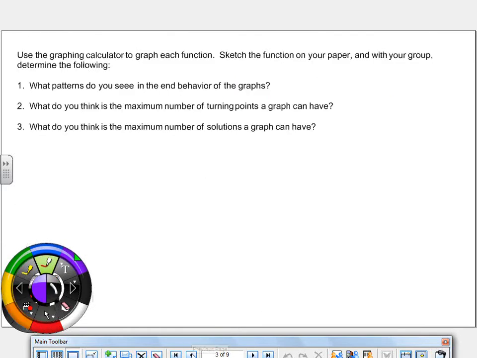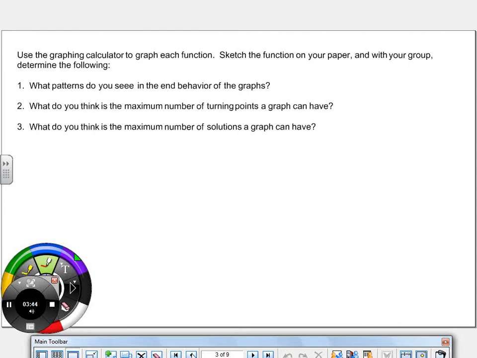So go ahead and get your graphs on here. You guys all have the paper. You have 6 graphs. If you finish before the rest of us, these are the questions I want you to think about as you look at your sketches. What patterns do you see in the end behavior of the graphs? What do you think is the maximum number of turning points a graph can have? And what do you think is the maximum number of solutions a graph can have?